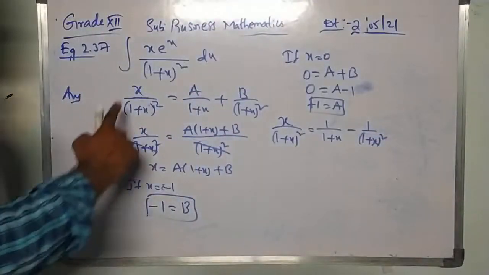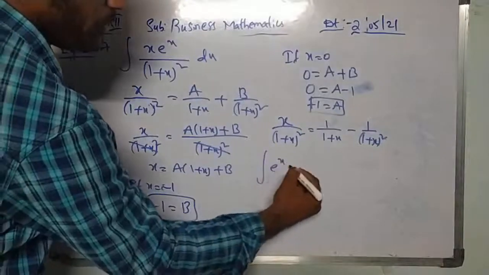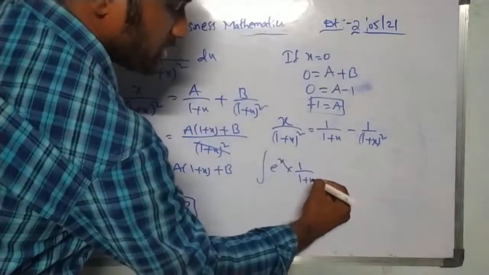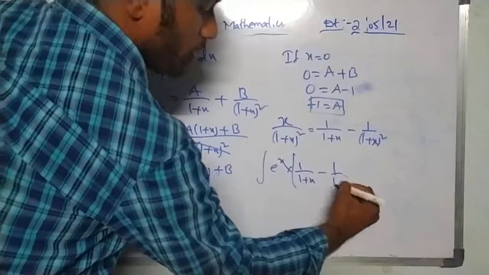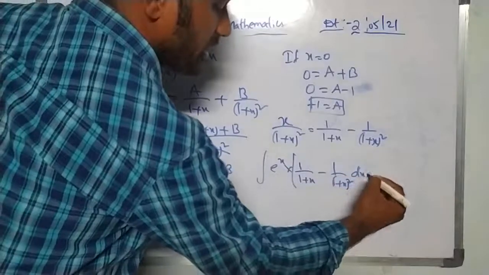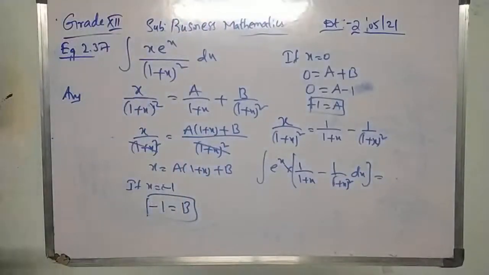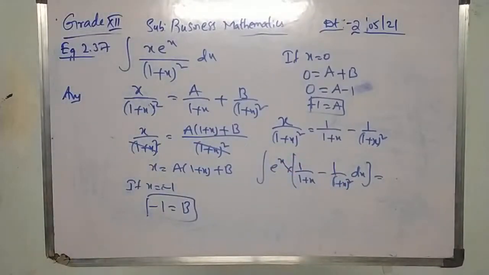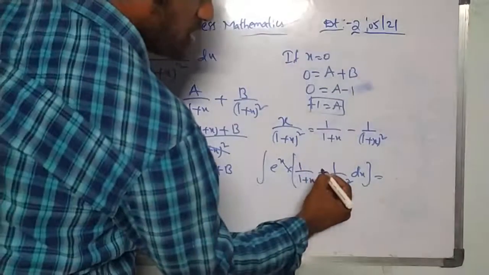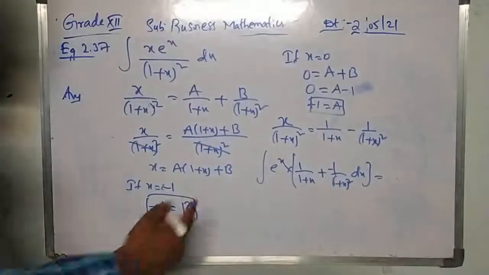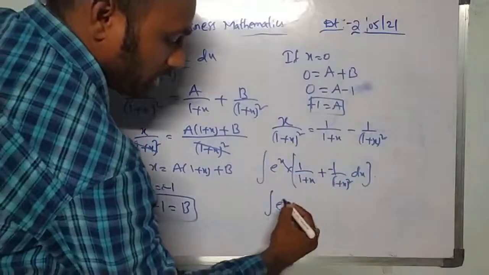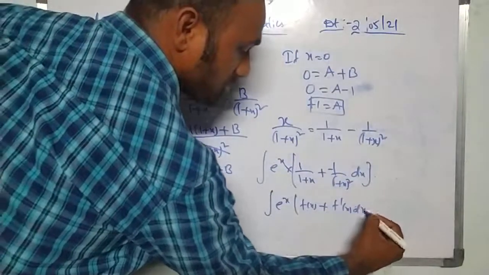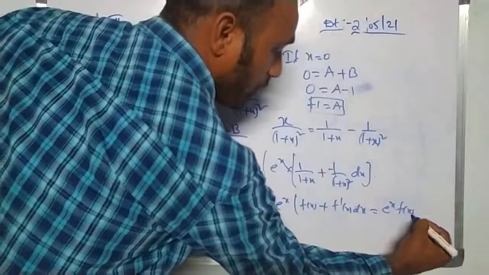Now we are seeing integral e power x into 1 by 1 plus x minus 1 by 1 plus x whole square dx. Observe this: it is in the format of e power x into f of x plus f dash of x, since the derivative of 1 by x is minus 1 by x square. So it is in the form integral e power x into f of x plus f dash of x dx, and the answer will be e power x into f of x plus c.